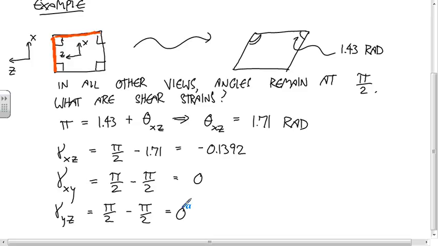Where did the 1.71 come from? That is pi minus 1.43. So these two angles are supplementary, that's what that's called, right? They add up to 180. So 180, pi, has to equal this one plus the one we're trying to find, and then just solve that.